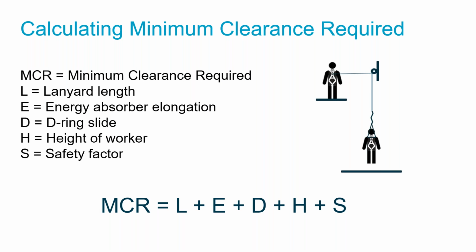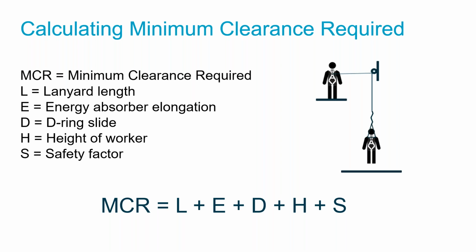The minimum clearance required calculation focuses on the distance between the anchor point and the nearest safe surface or obstruction. A worker should be able to look at the anchor point, visualize the components of the system connected to that anchor point, and how they would elongate or lengthen in a fall arrest. Thinking about that anchor point and the components of the fall arrest system, minimum clearance required, or MCR, is calculated by adding the following variables.